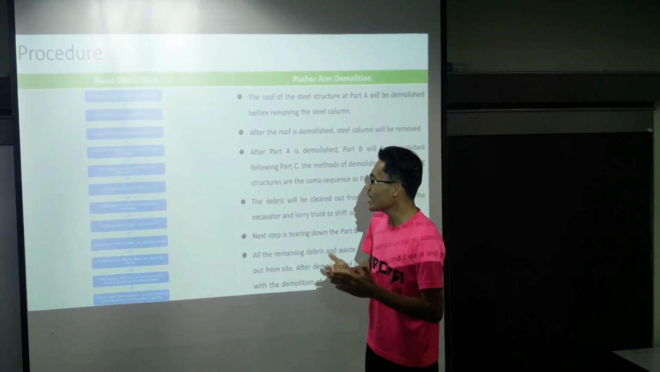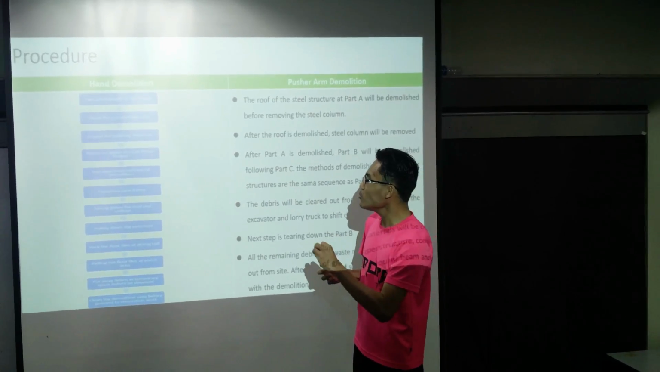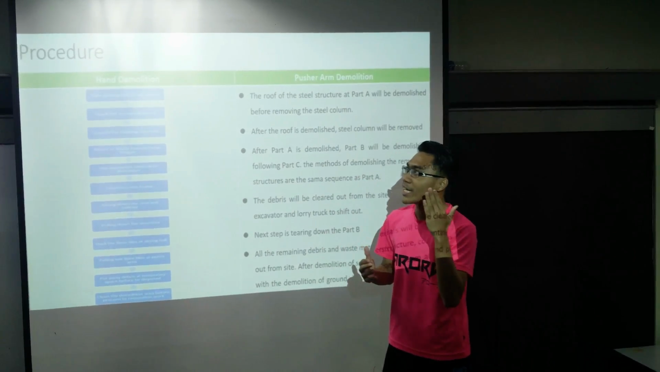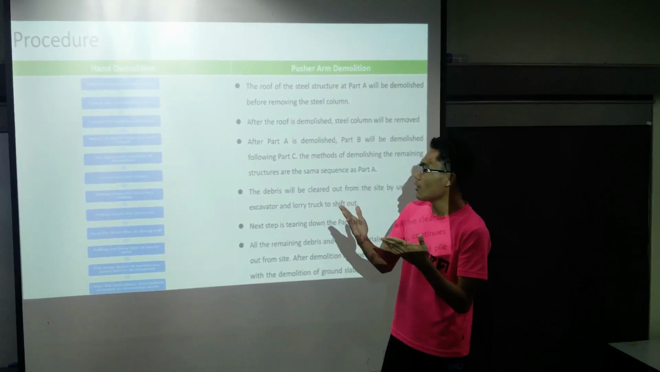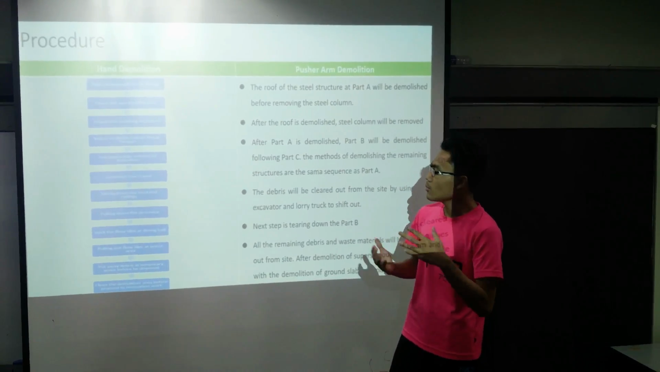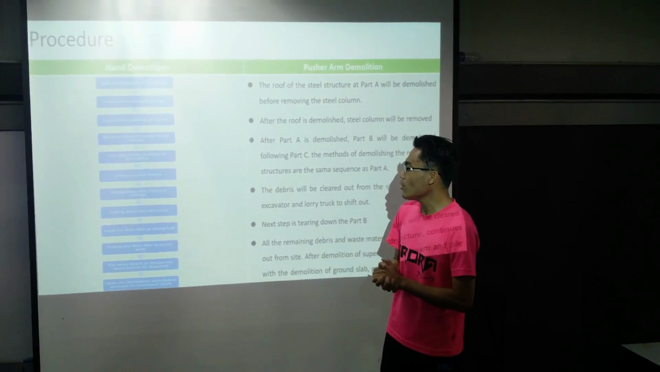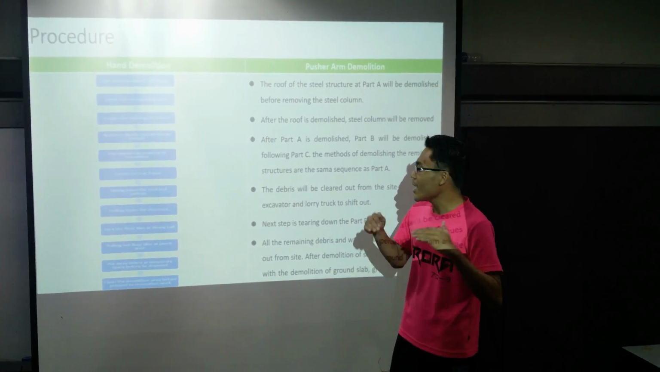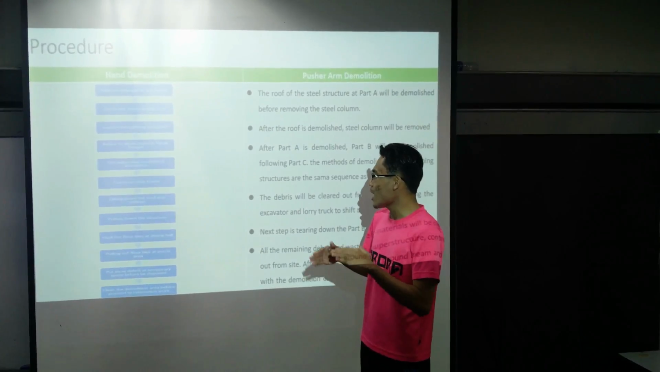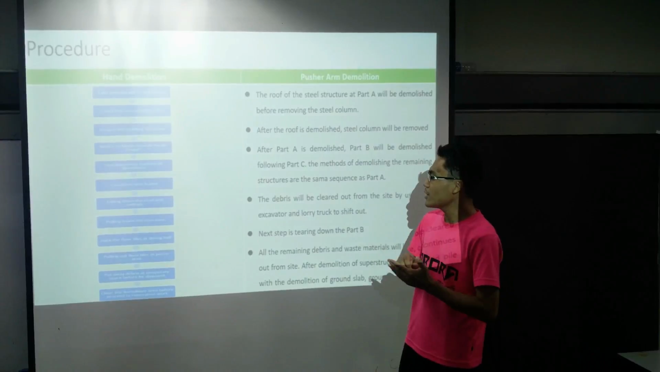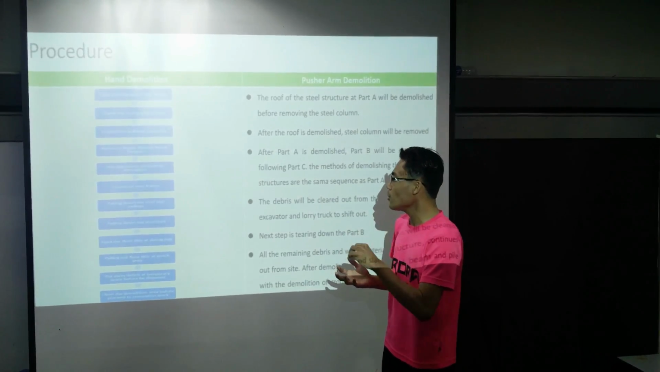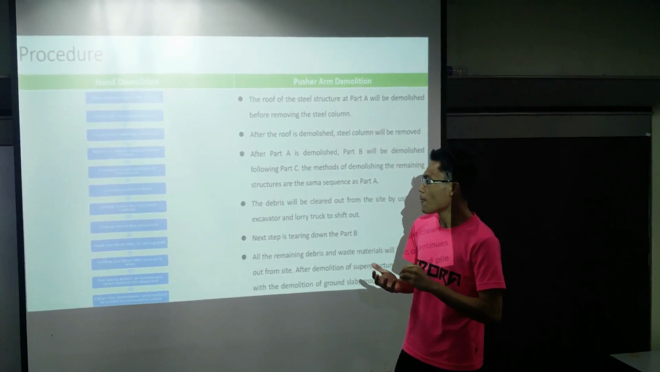Okay. Next, taking down the roof and ceiling. The existing roof and ceiling must be taken off. After that, we must hack the floor tiles at the dining hall. Okay. After that, we pull out the floor tiles at the porch area.